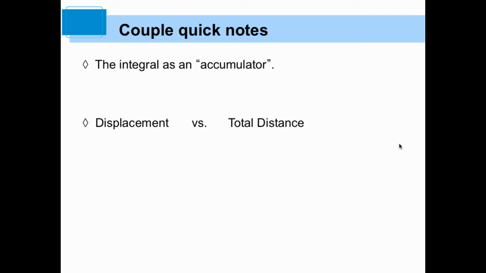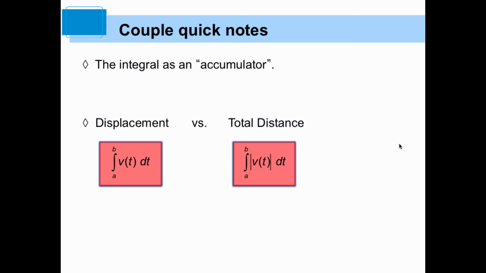And then the other thing is displacement versus total distance. When we talked about taking the antiderivative of velocity to get the position function, without the absolute value bars, it's the displacement. With the absolute value bars, it's the total distance. Do you understand the difference? It's a simple yes or no. Yes. Does anybody not? Because I'll demonstrate. Displacement is the distance from where you start to where you end.